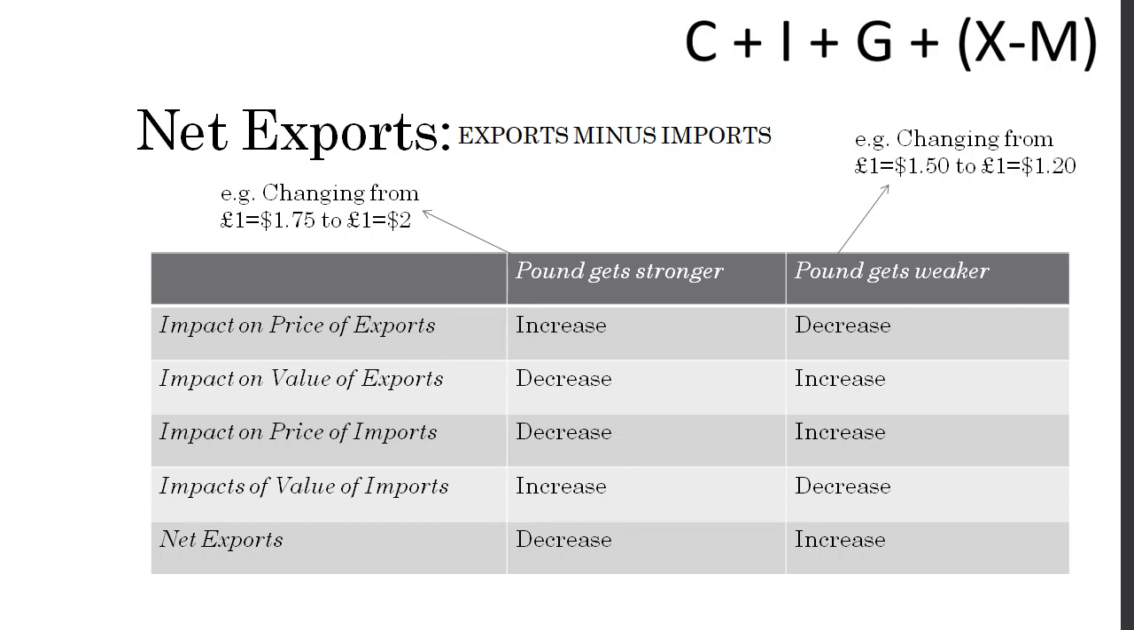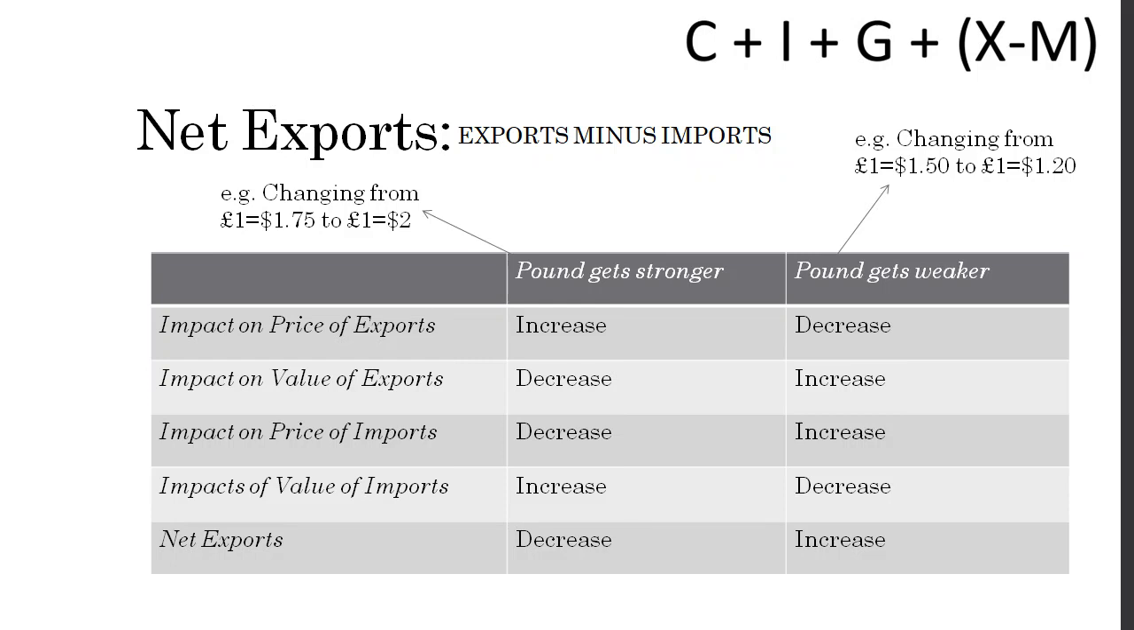The pound becoming weaker means that imports will appear more expensive, so domestic consumers will probably import fewer goods, so the value of imports on the whole will decrease. This overall effect on net exports is that it increases, because X has increased and M has decreased.